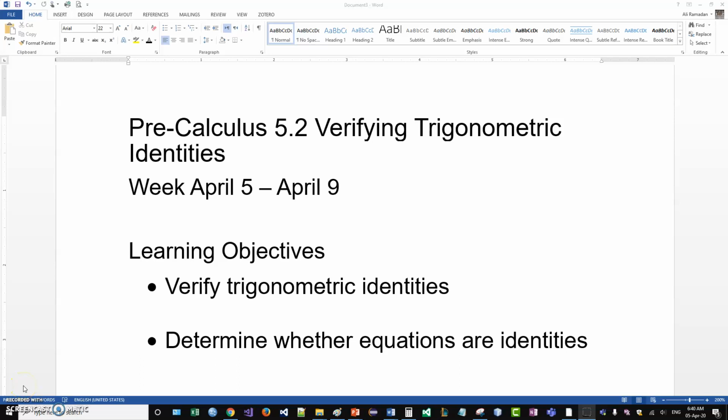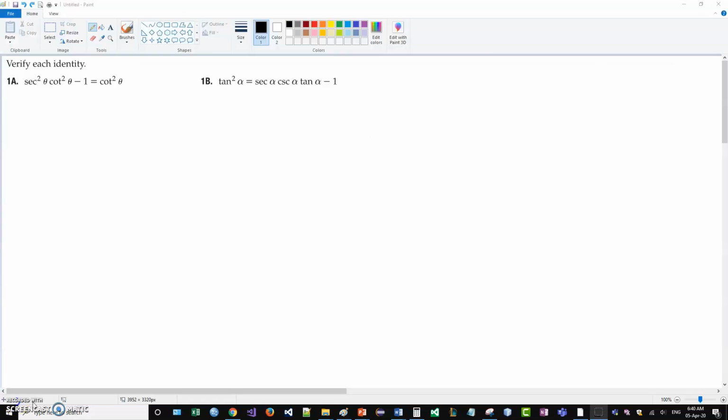Hello everybody, we're starting a new pre-calculus lesson 5.2, verifying trigonometric identities. Our learning objectives: verify trigonometric identities and determine whether equations are identities.